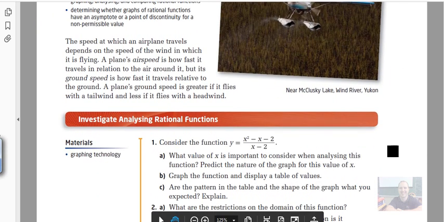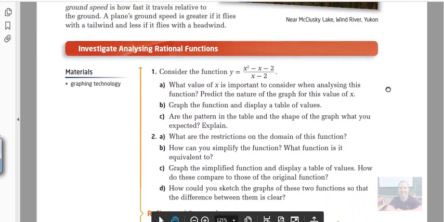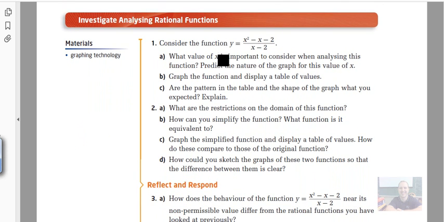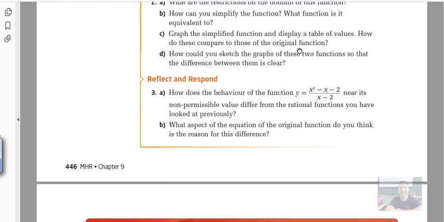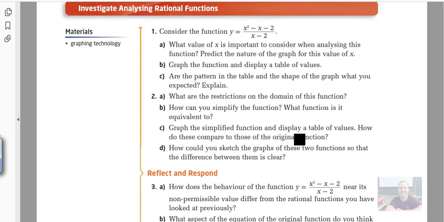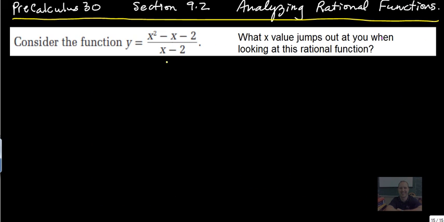What I'm going to do is skip that intro here, and focus on this equation right here. If you're looking with me on page 446, we're going to focus on this. So I'm going to flip over to the notes now. If you want to copy this down, it says, consider this function, y equals x squared minus x minus 2 divided by x minus 2.